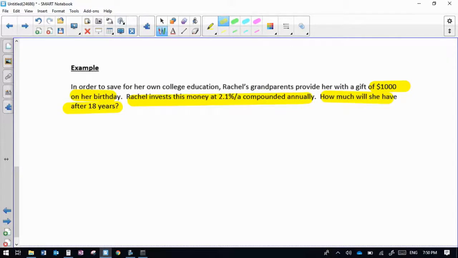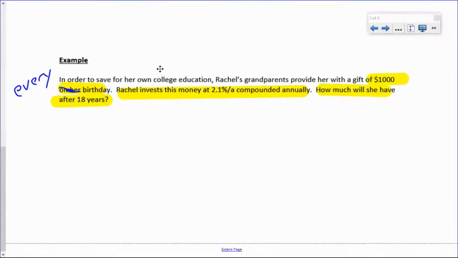So instead of saying on her birthday, I should have said every birthday. That's what I meant here. Every birthday. So 18 times, every year on her birthday, she gets $1,000 put into the savings account to help for her college education. So again, it's important to understand that this is an annuity because we're talking about 18 different payments, regular payments, not a one-time payment. So we're going to use the future value formula again.